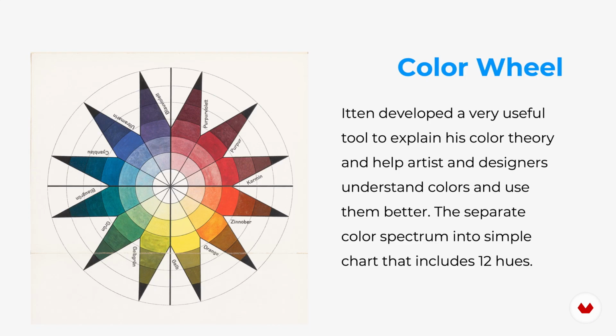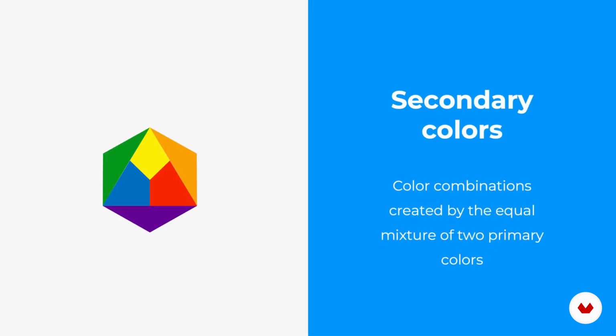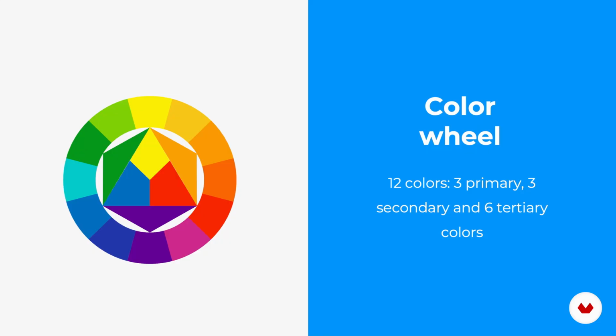He developed this useful tool to explain color theory for artists and designers and helped them to use colors more wisely. The color wheel is a chart of the spectrum that contains 12 hues. 3 primary colors, they are pure colors that cannot be mixed from other colors. They are the source of all other colors on the color wheel. When you mix primary colors, you get secondary colors. So if you mix yellow and blue, you will get green. And when you continue mixing, you get tertiary colors. So the color wheel consists of 3 primary, 3 secondary, and 6 tertiary colors.